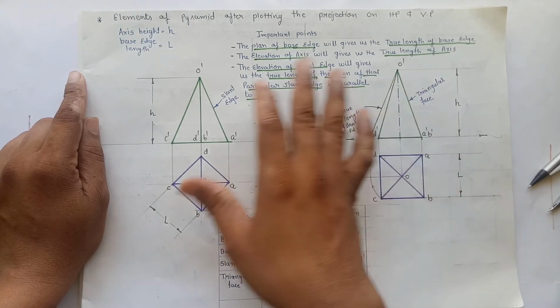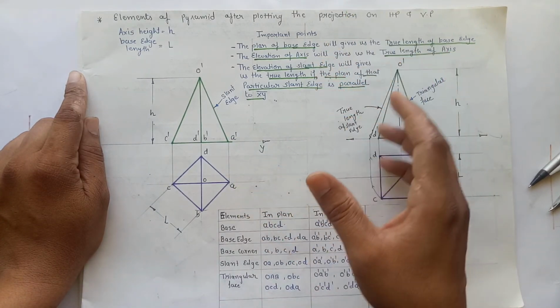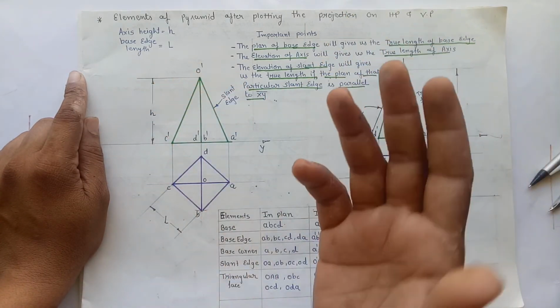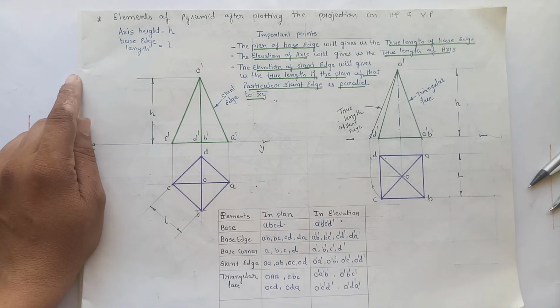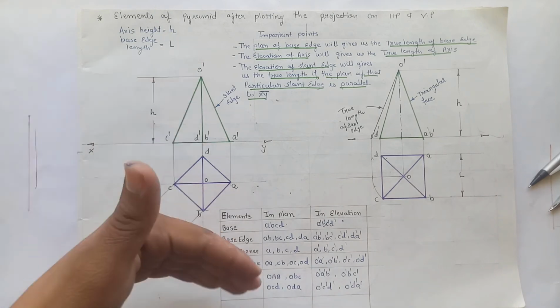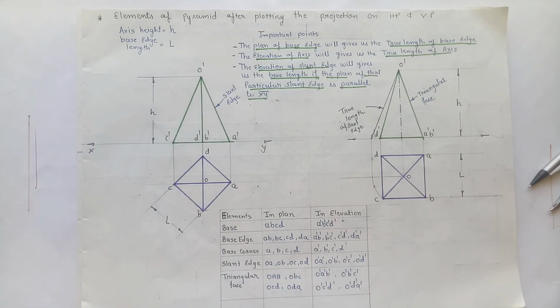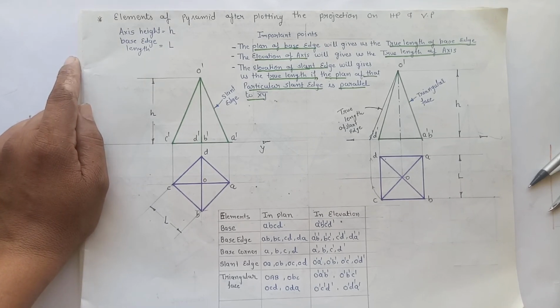Here we have explained these points using the statement that the pyramid is resting on HP. Now I hope you understand how to draw the first stage and the elements of the pyramid in 2D, or in two dimensions. So this is it for today's lecture.